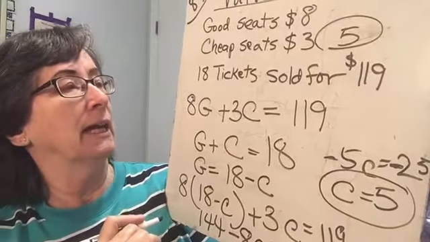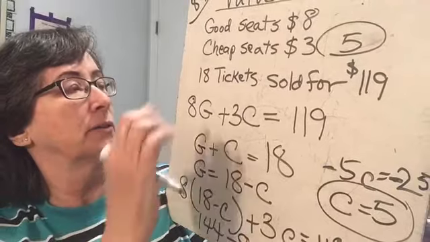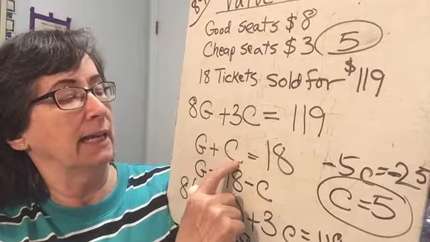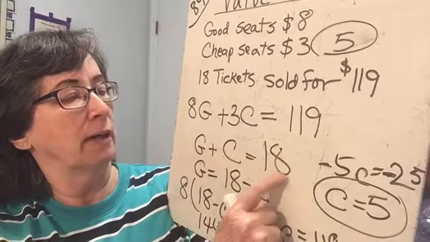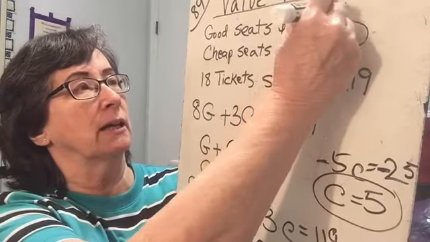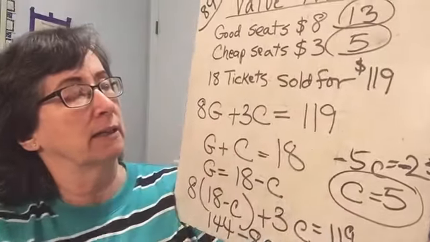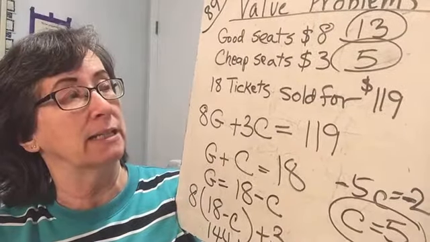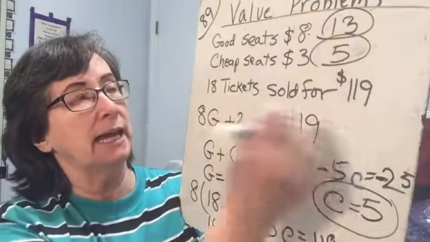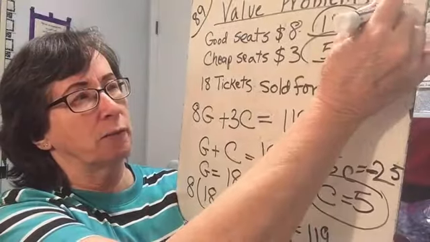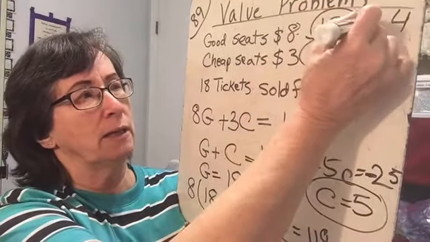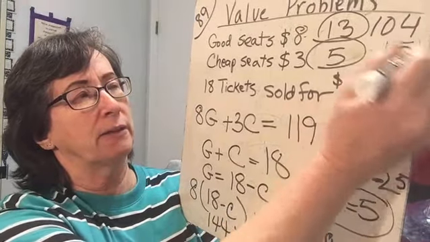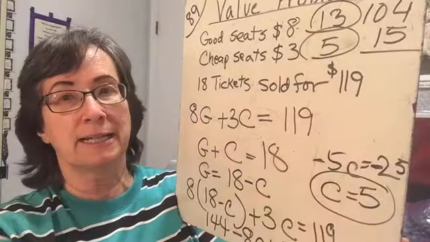Okay, and then the number of good tickets would be, since it's 18 minus 5, 13 good tickets. Okay, everybody wanted the good tickets. So now let's see if it makes sense. 13 times 8 is, 8 times 3 is 24. Carry the 2, 10. 13 times 5 is 15. And when I add those up, don't I get 119? And I do.